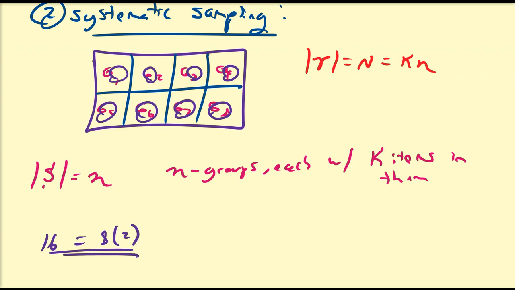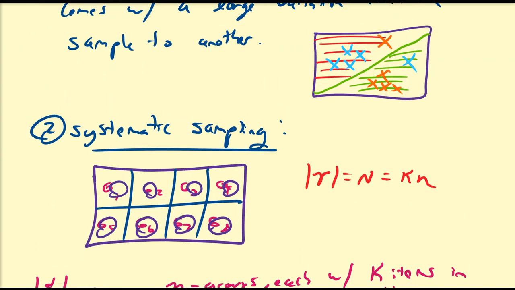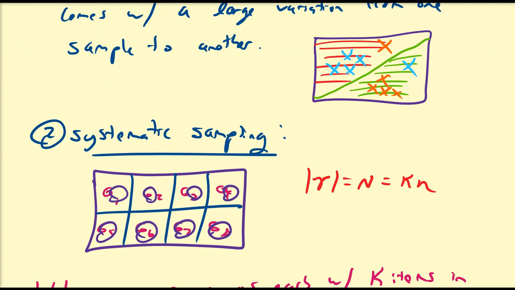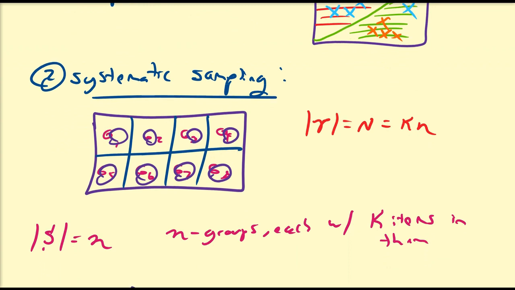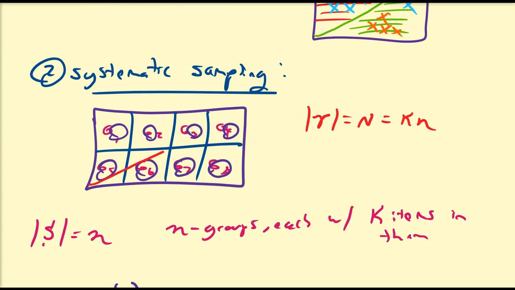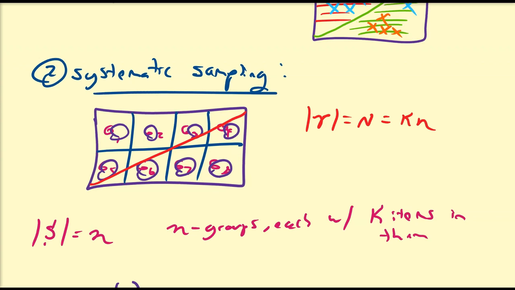So how does this overcome the variation? Of course, in the previous picture, I partitioned it to show that there is variation in the northwest and the southeast. So this will help overcome that particular variation in this particular setup.